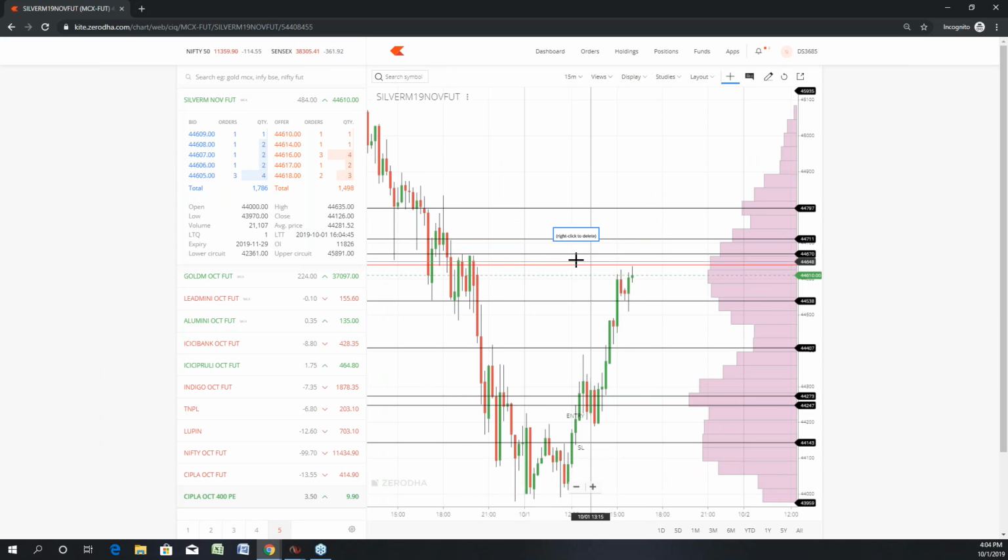I'm expecting that the only hurdle as of now is this barrier, right? This barrier has to be crossed with volumes. So I'm going to pause my video for a few minutes and restart it, and let's see whether it continues to move in the upward direction or how it goes, right? So I'm just going to hold it.